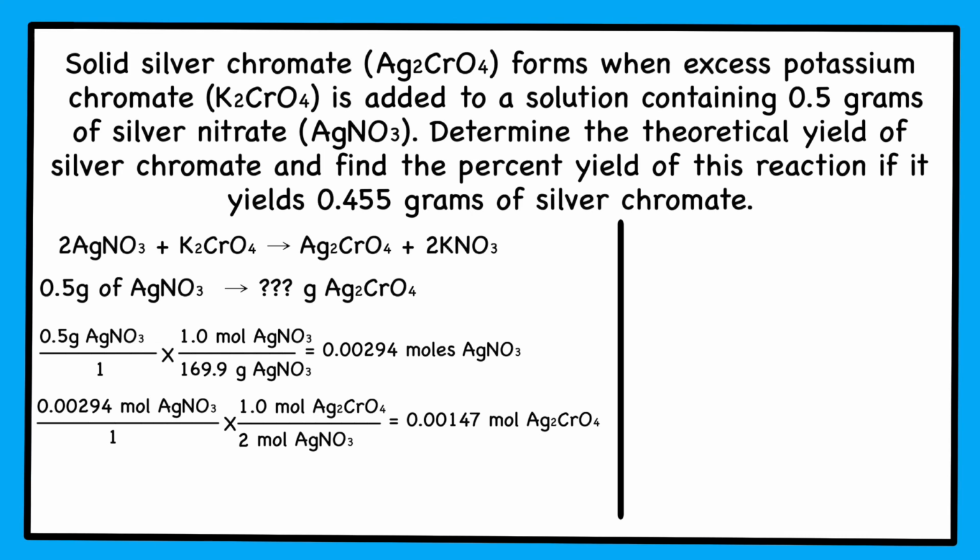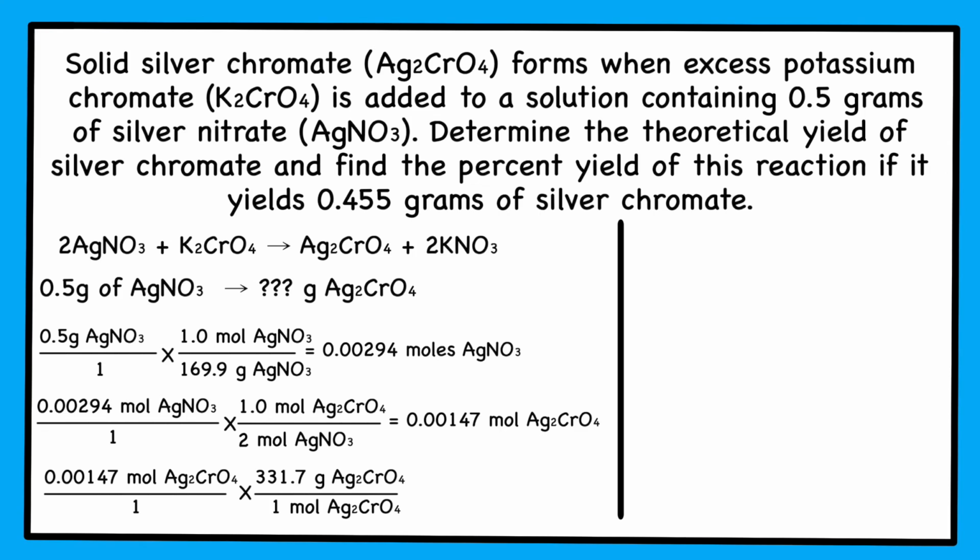For the last step, we are going to multiply our moles of silver chromate by our molar mass of silver chromate, which is 331.7 grams per mole. This gives me 0.488 grams of silver chromate that we can produce from our 0.5 grams of silver nitrate. So this is going to be our theoretical yield.